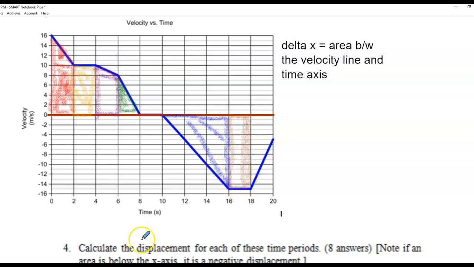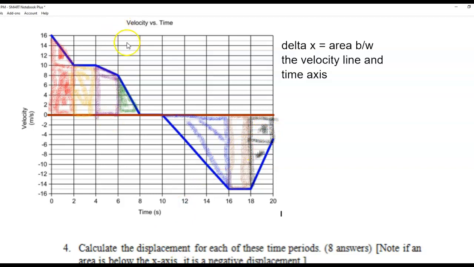And again, you always start at kind of the line and stop at the horizontal axis. And the last section here is another one of those trapezoid shapes. So we're going to have to find the area of the triangle and the rectangle, so that triangle and that rectangle, and add them together.